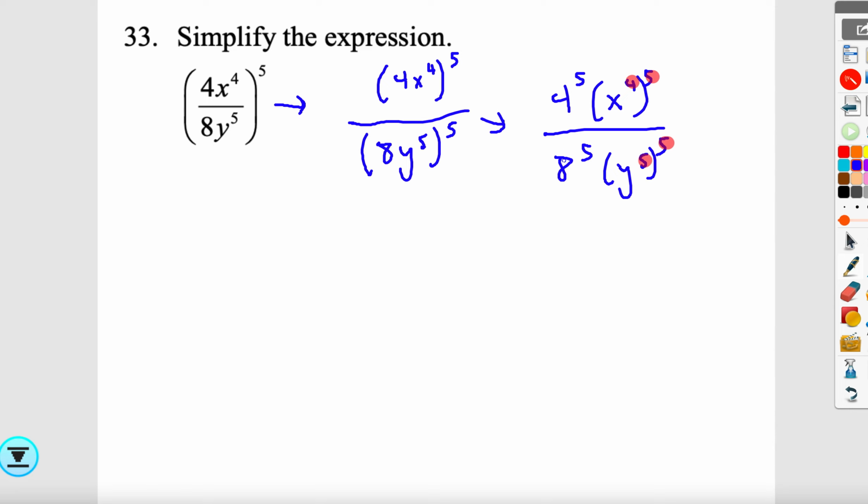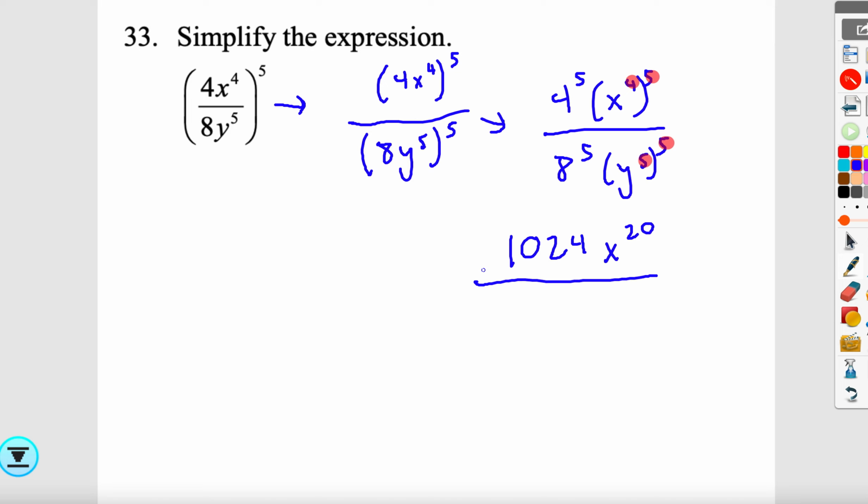This is just 4 to the 5th power, so that's just 4 times 4 times 4, 5 times. So let me do that. Ooh, that's going to be an ugly fraction. So 4 times 4 times 4 times 4 times 4. That's 1,024. So we get 1,024 x to the 20th because we multiply 4 and 5.